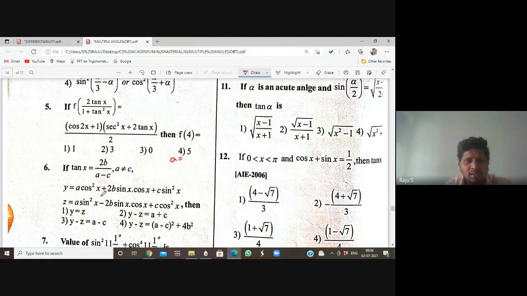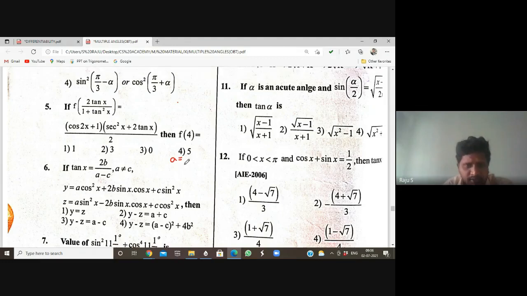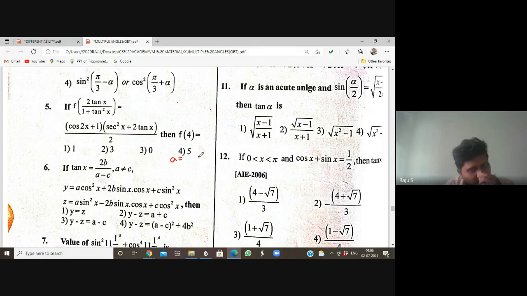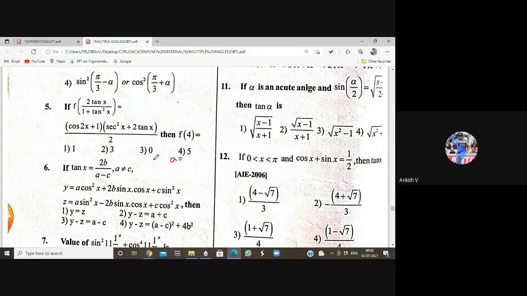Everything. Let's check whether both will be equal. Give me some values for A, B, C. Your wish. 30, 45, 60.